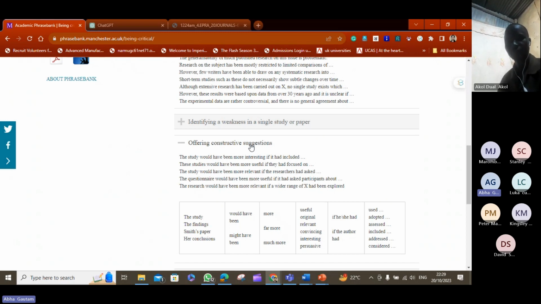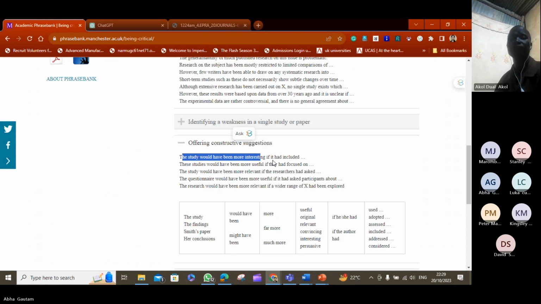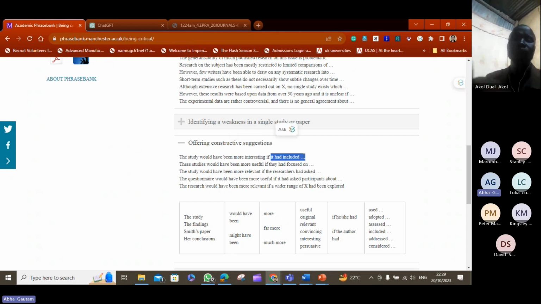So if I am providing you the criticism that this is not right, but I'm also telling you the suggestion of how you can make it better, or how you can do it in the right manner, that is called constructive criticism. So how can you suggest constructivism? You can say the study would have been more interesting if it had included this.